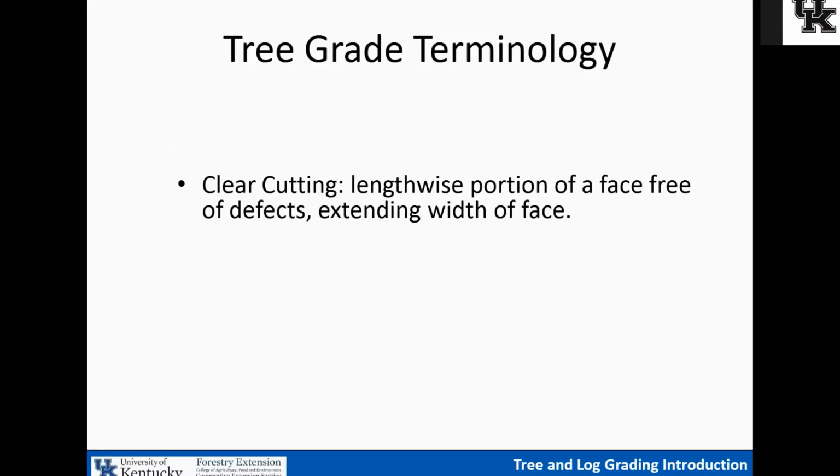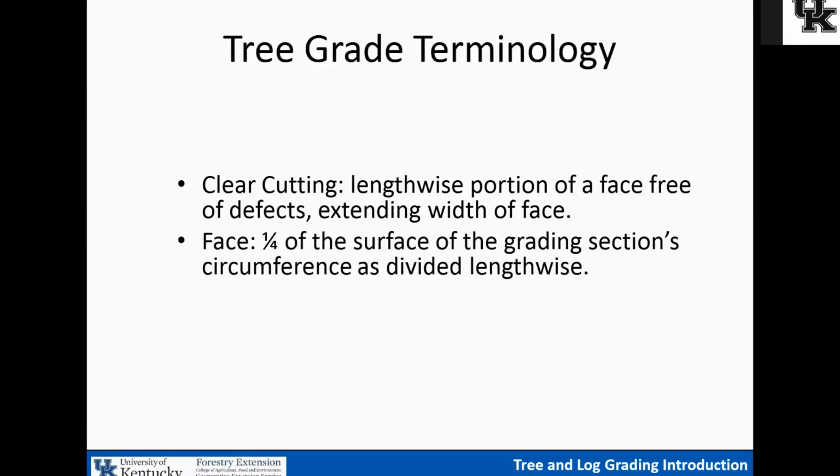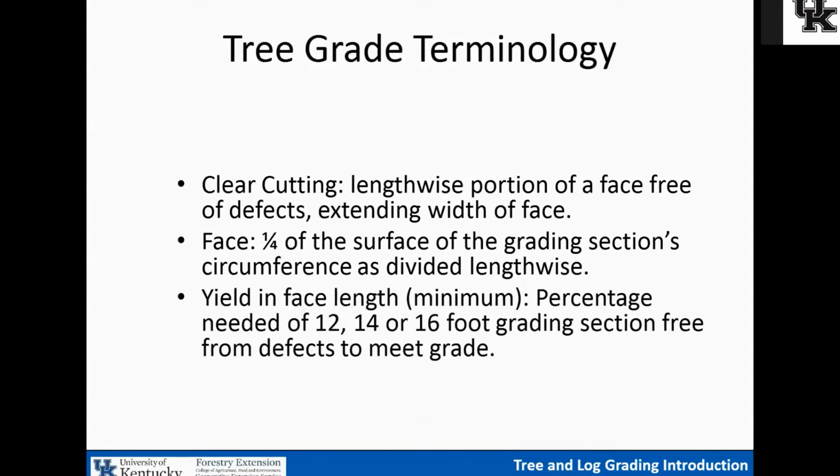So clear cutting is a lengthwise portion of a face that's free of defects and extends the entire width of that grading face. And so a face, we're talking about 1/4 of the surface of that tree. You essentially quarter that tree into 4 separate sections, and they go up into that 16-foot grading section. And so yield, that's your percentage needed for a 12, 14, or 16-foot grading section that's free of defects to be able to meet grade.